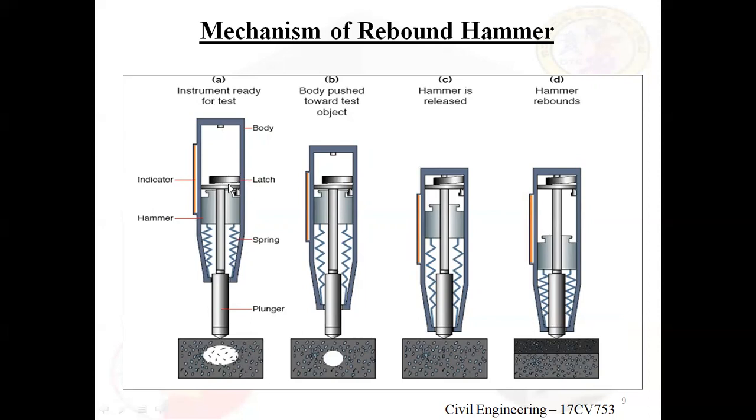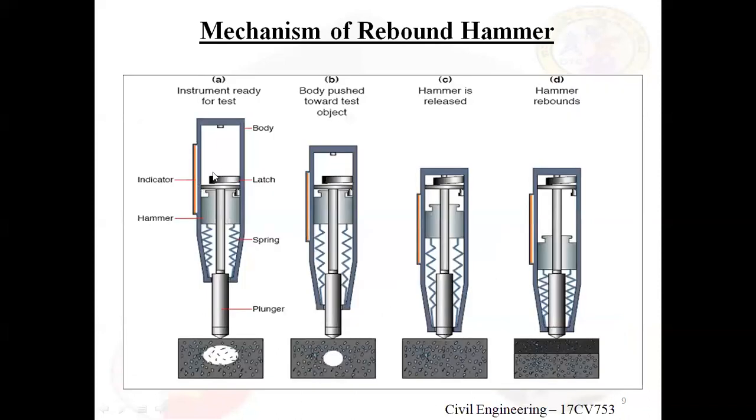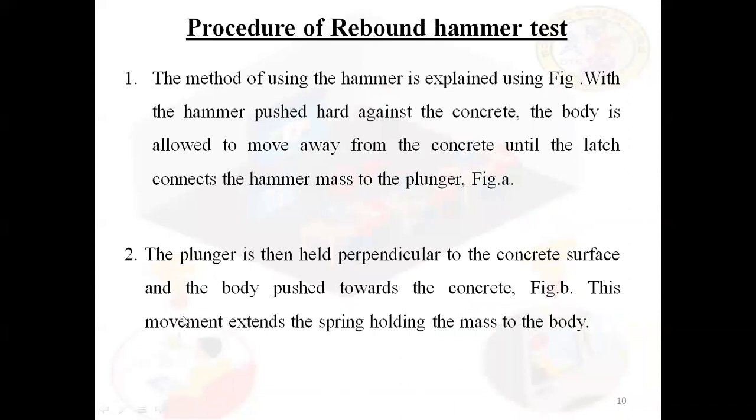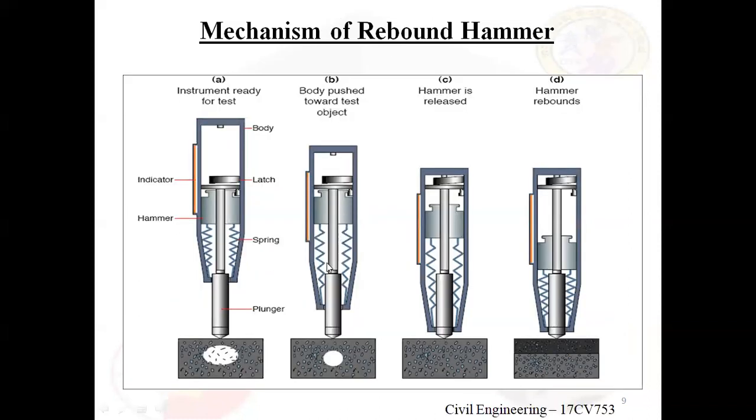This is the first procedure of the mechanism of the rebound hammer. Next, the plunger is held perpendicular to the concrete surface, where we have to conduct the test. This movement extends the spring holding the mass to the body. When the maximum extension of the spring is reached, the latch releases and the mass is pulled toward the surface by spring C.